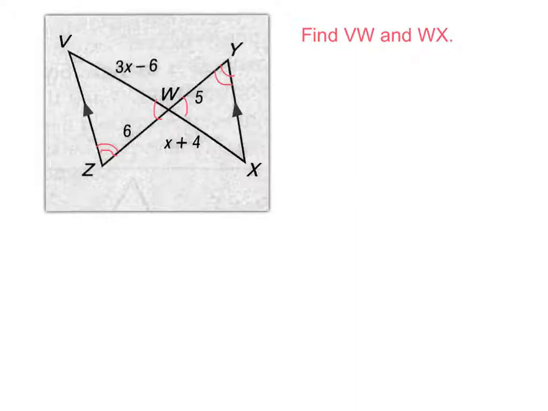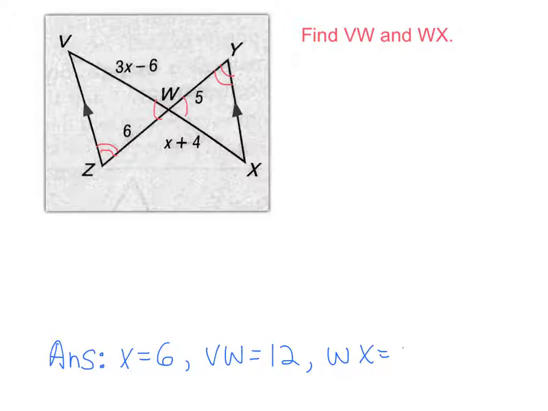Alright you guys, here are the 3 answers that you would need along the way to finding VW and WX. You would get that X comes out to be 6, and that VW comes out to be 12, which also makes WX come out to be 10. So, did you get it right? I hope.